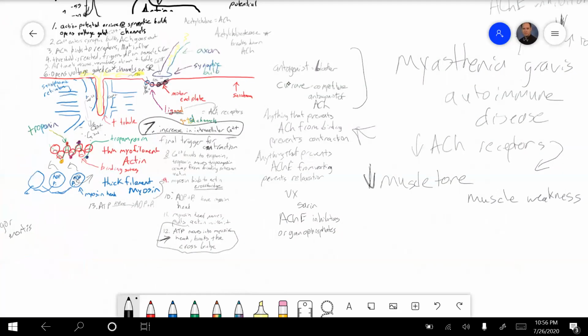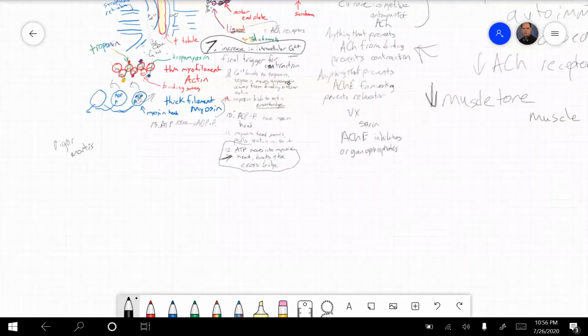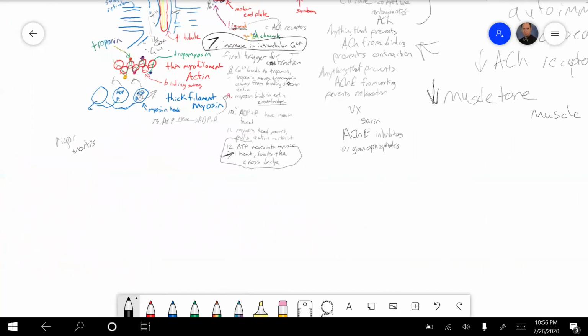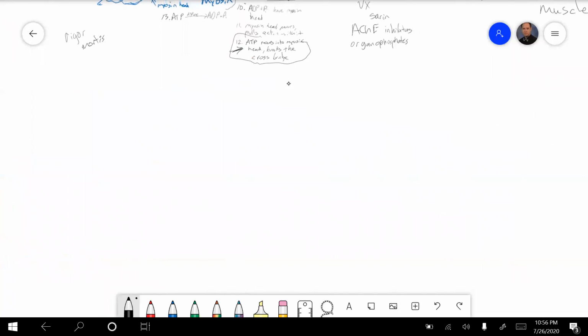I'll throw some animations of this up on Blackboard so that you can see them. If I can, I'll add links so that you can just watch those animations of the process that's happening. But let's zoom out a little bit. We've got this movement of the sarcomere. There's not much going on there. It's a minuscule movement of microscopic filaments past one another.